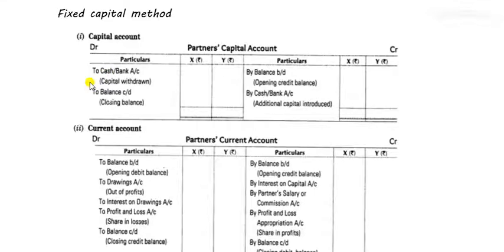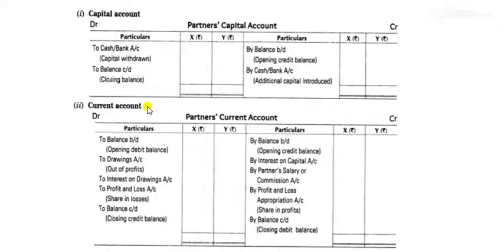Now coming to the partner's current account, it has all the other items such as interest on capital, partner's salary, share of profit, drawings, interest on drawings, and share of loss. Now this drawings and this drawings are different. In the sum, you will come to know the difference when they tell you that partners have made a permanent withdrawal of capital.